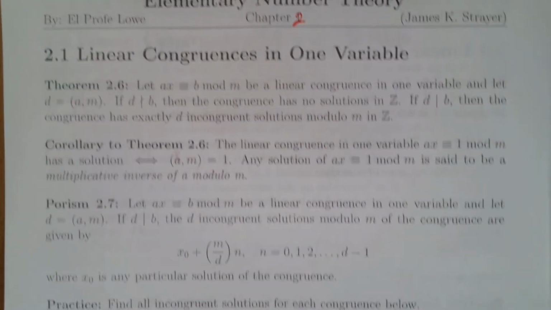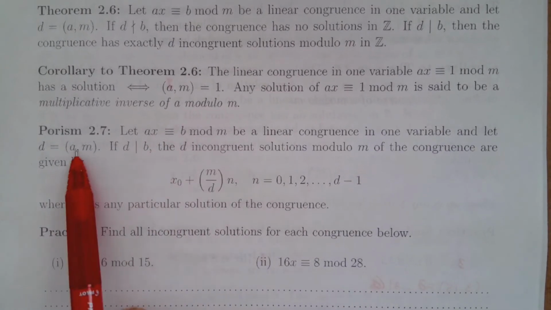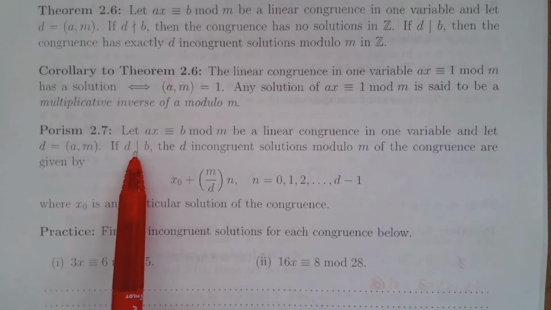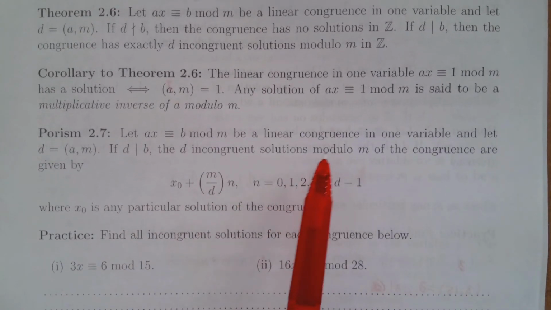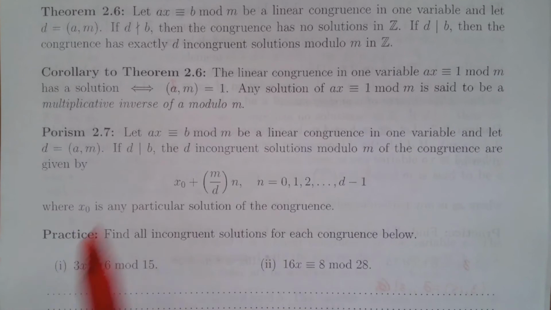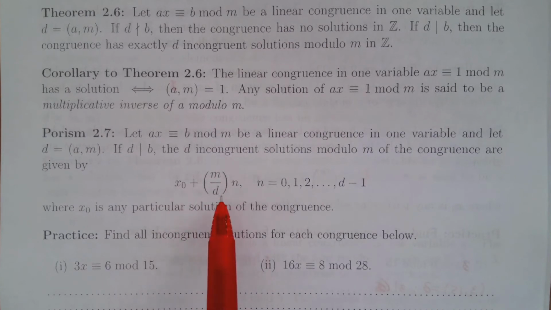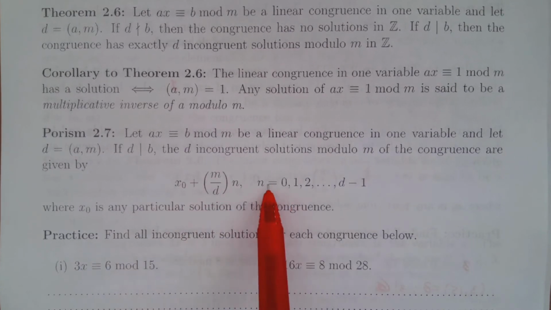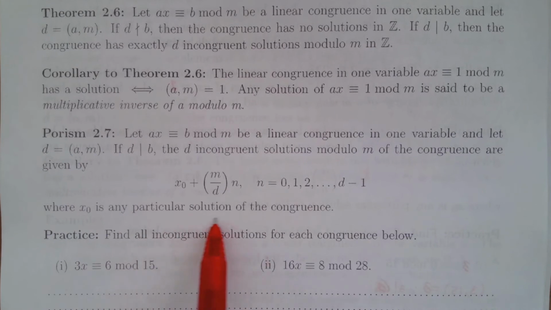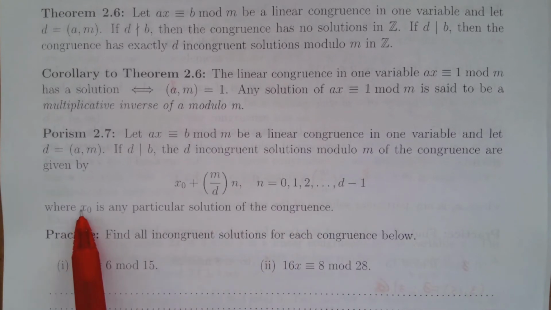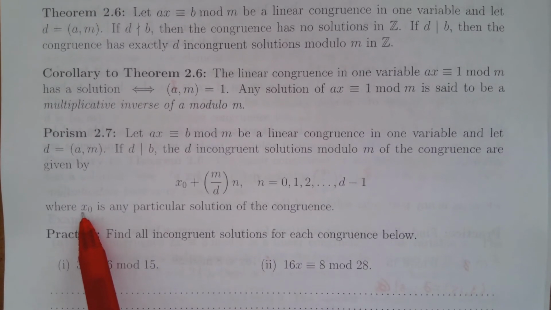Now, how do we find all the solutions? If we have this congruence and this greatest common divisor d, we know we have a solution as long as d divides b, and that there are going to be d incongruent solutions. So all the incongruent solutions can be found as x naught plus m divided by d times n, where n is equal to 0, 1, 2, all the way up to d minus 1, and x sub 0 is a particular solution of the congruence. How we find this particular solution depends. Sometimes it's fairly straightforward, and sometimes you'll need to use the Euclidean algorithm.